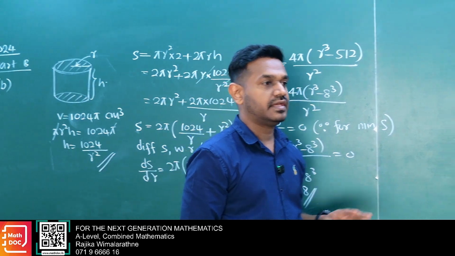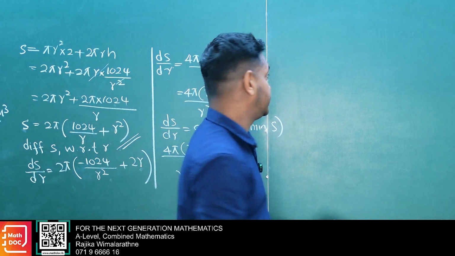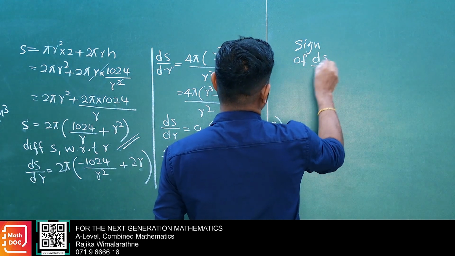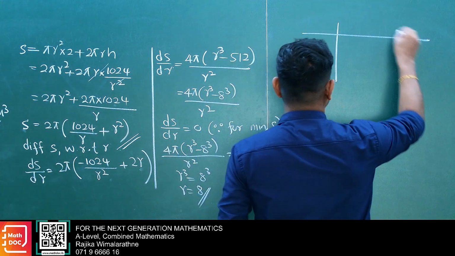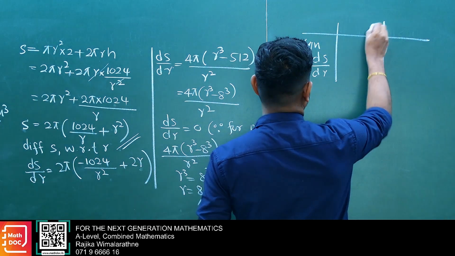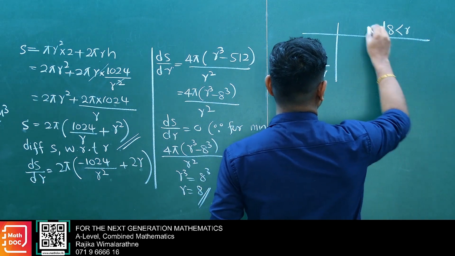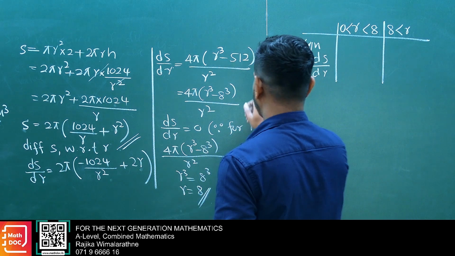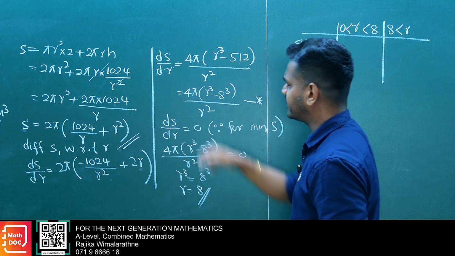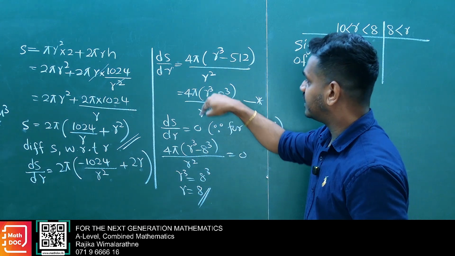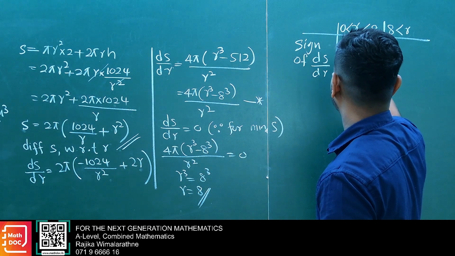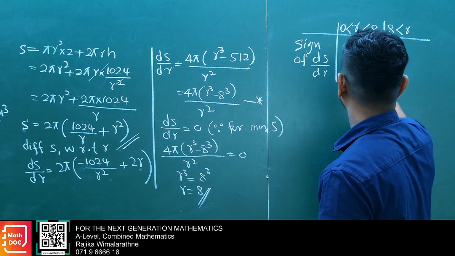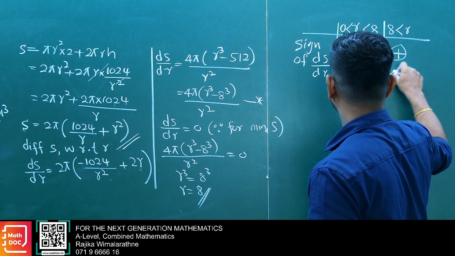Then the sign of dS over dR about r equal 8: greater than 8, less than 8. Then you take dS over dR. Then for r less than 8, this part is negative. For r greater than 8, this part is positive. Then a negative to positive variation means minimum.